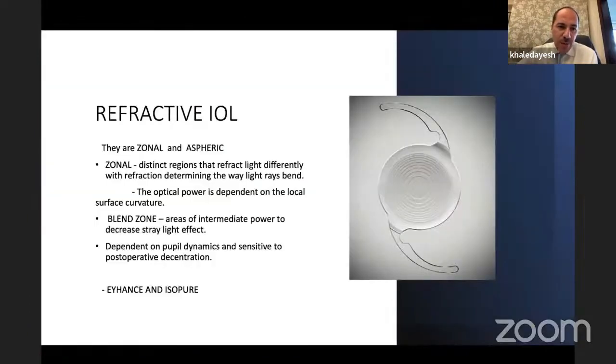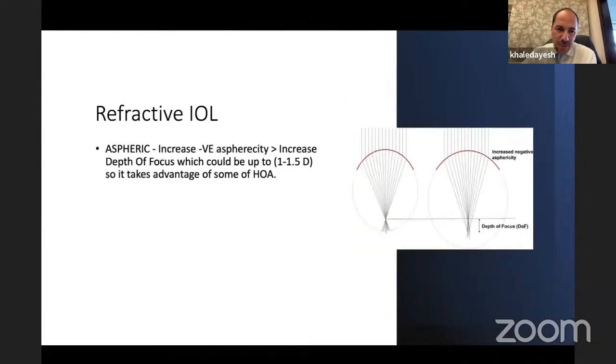The refractive IOLs are zonal and they are aspheric lenses. Zonal means that there is a distinct region that refracts light differently, with refraction determining the way the light rays bend. The optical power is dependent on the local surface curvature. And there is a blend zone with areas of intermediate power to decrease the stray light effect, and they are dependent on the pupil dynamics and sensitive to postoperative decentrations, such as the Lentis Comfort and the Isopure, which are refractive lenses.